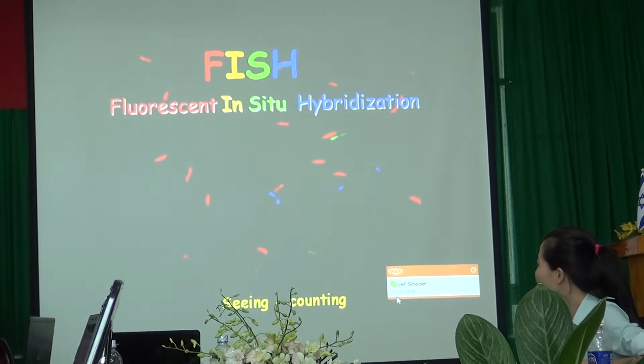Okay, and in FISH you use probes which finally label your bacteria according to whether they are bacteria or specific groups.